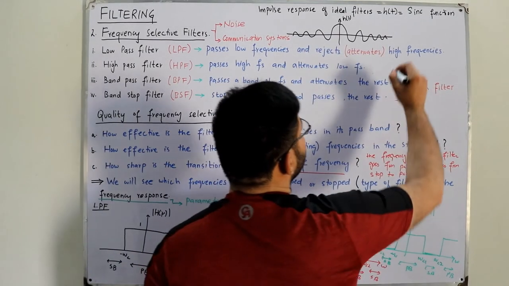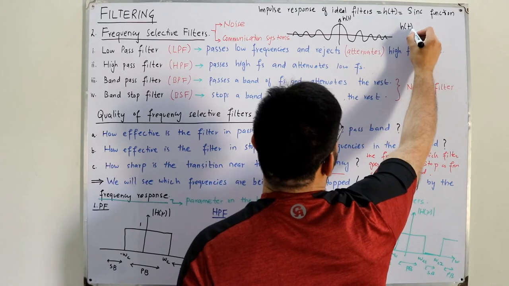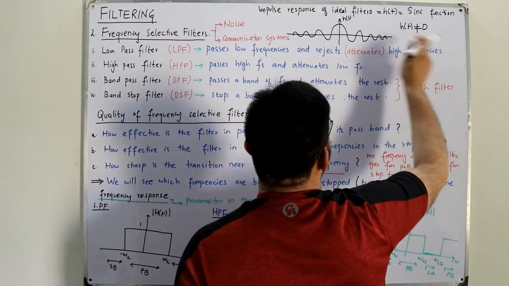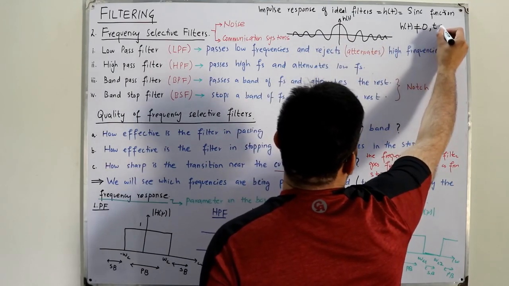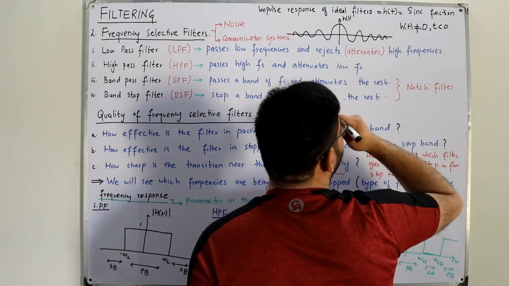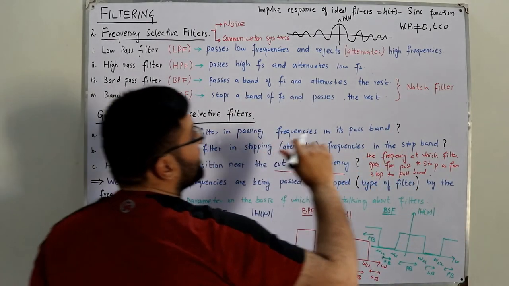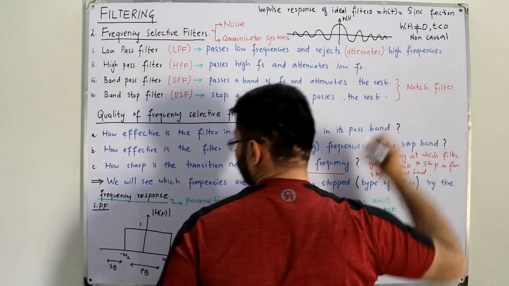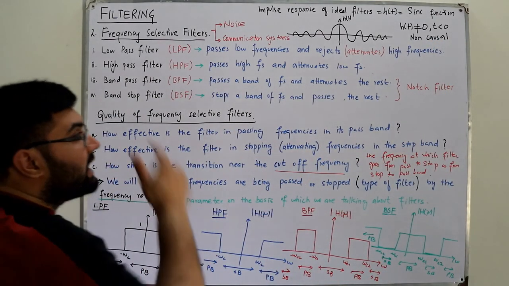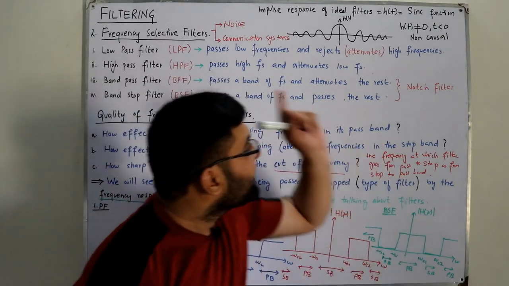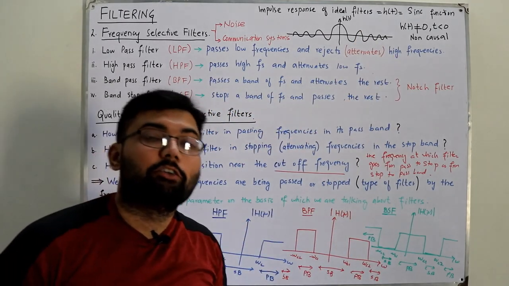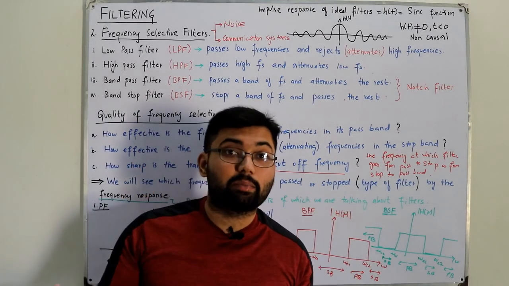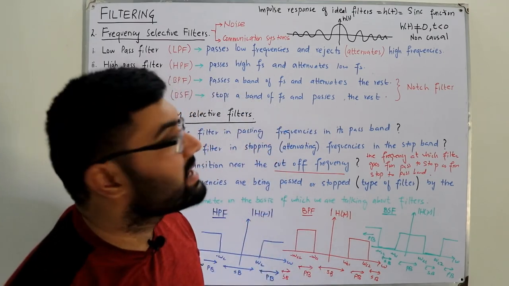Have a look. H of t, the impulse response. Is this equal to zero? No, it's never equal to zero. So it's not equal to zero for t less than zero. And this means that this is a non-causal system. Any practical system to be designed cannot be a non-causal system. For a system to be practically implementable, designable, understandable, physically existible, it needs to be causal.